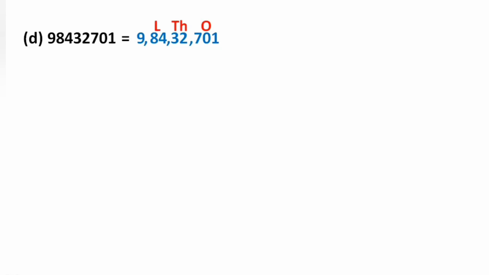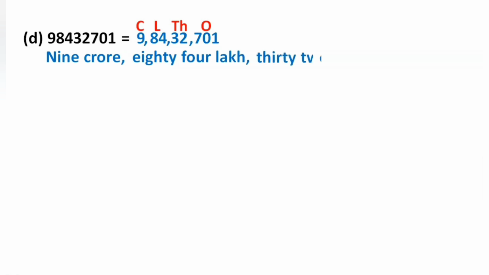Now the next number is 98432701. Now let us place commas according to Indian system. That is last 3 digits before a comma, next before 2 digits 32 and next before 84. Now the periods are ones, thousands, lakhs and crores. Now let us write the number name, as 9 is in crores period, 9 crore, 84 lakh, 32,000 and 701. So this is the number name for this number.